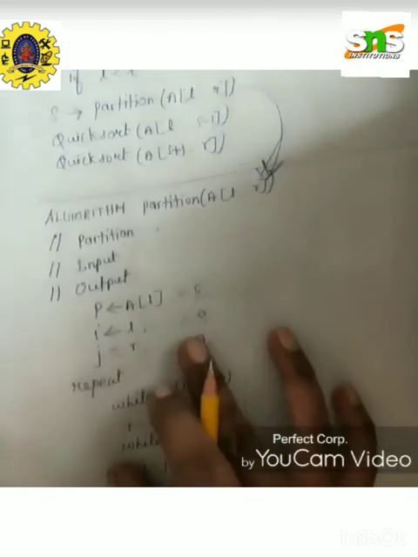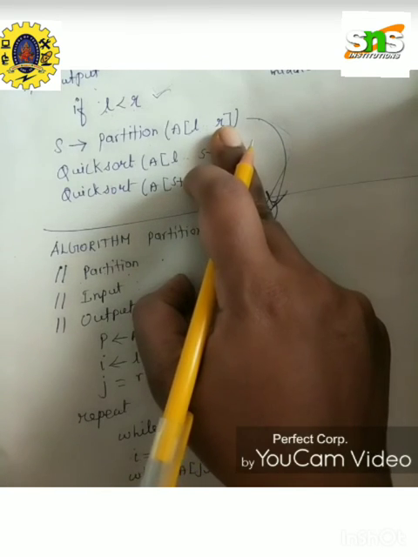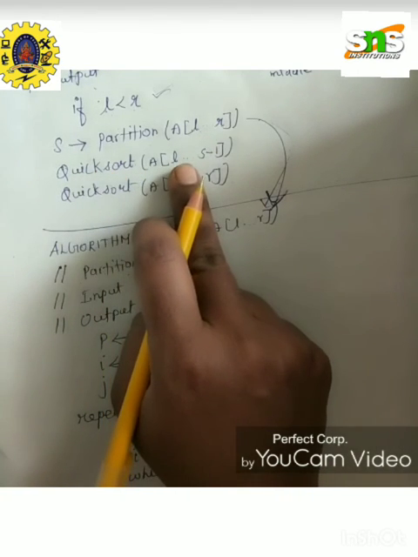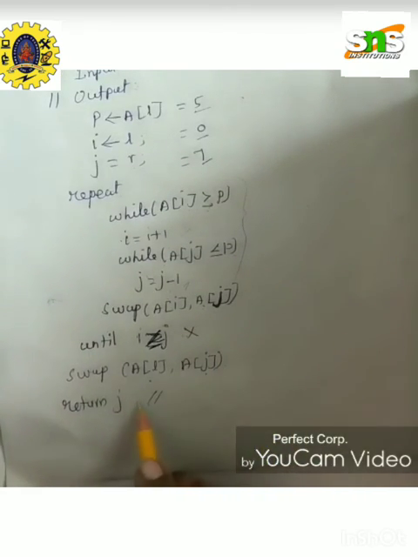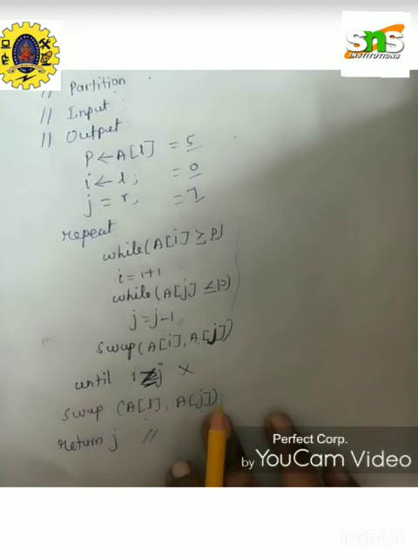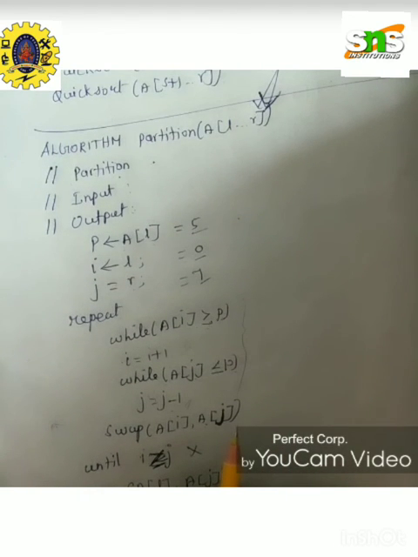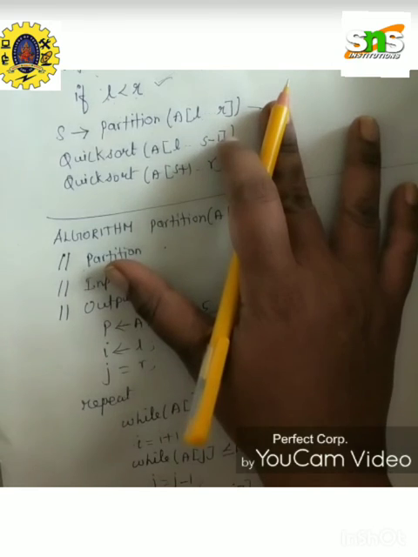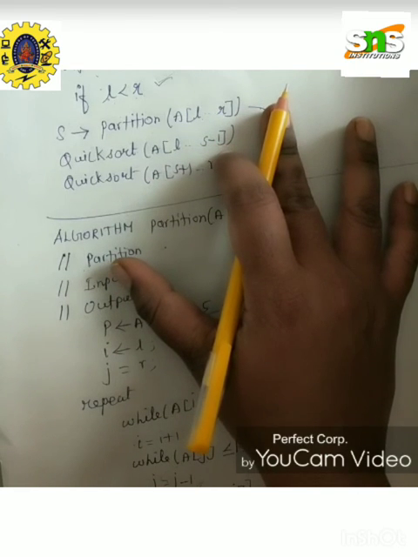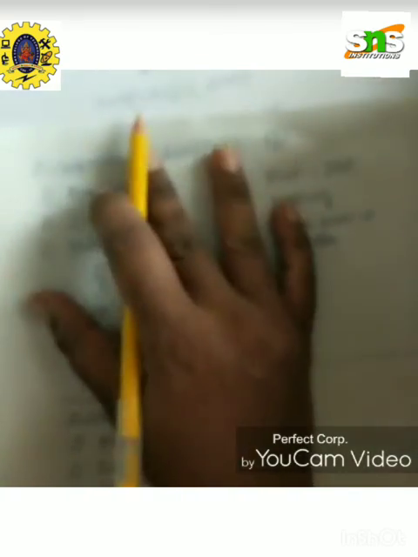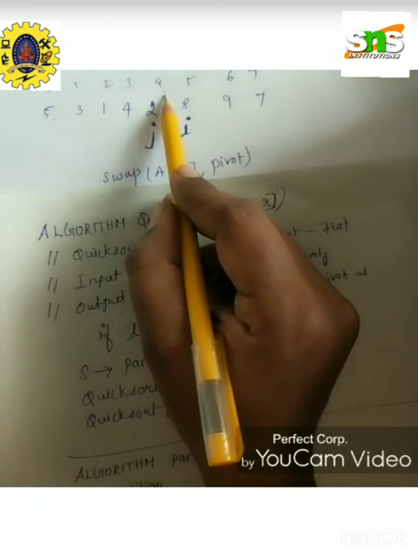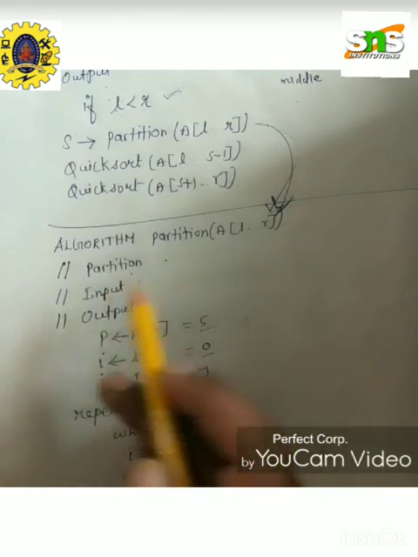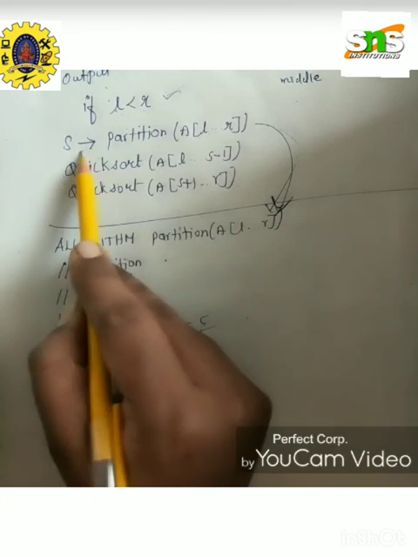So the partition function, partition here. After that it will move here. Then quicksort of A comma, here the partition returns j. The j value is written here. So in the previous example, the j value is the j in the fourth location. In the previous example, j was pointing to the fourth location. So return the value 4. So 4 is assigned to S.